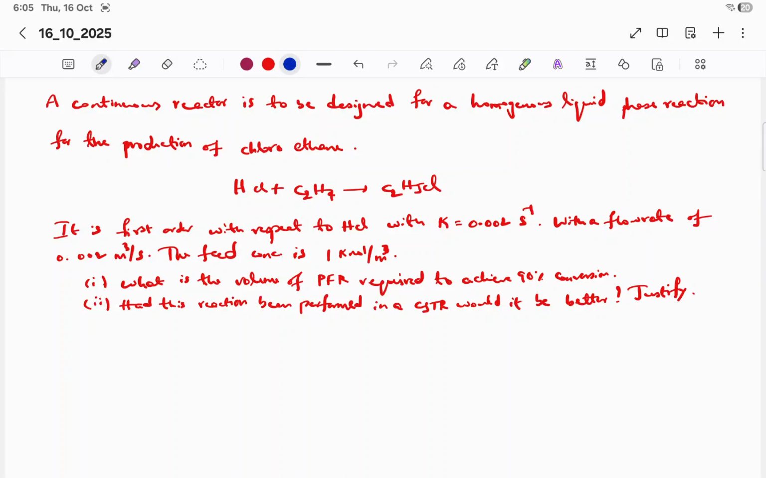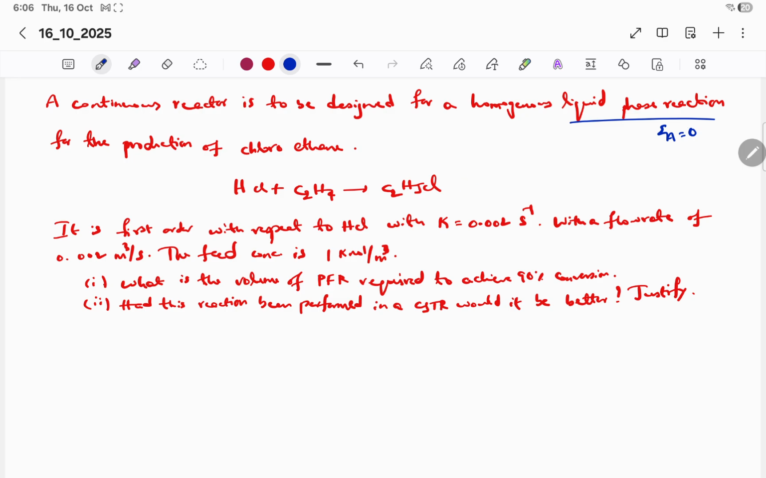Okay, so this is the problem given, right? A continuous stirred reactor is to be designed for a homogeneous liquid phase reaction. If a liquid phase reaction is given, it is a constant volume reactor, because epsilon A will be equal to 0. Only for gas phase reactions do you need to consider a variable volume reactor.